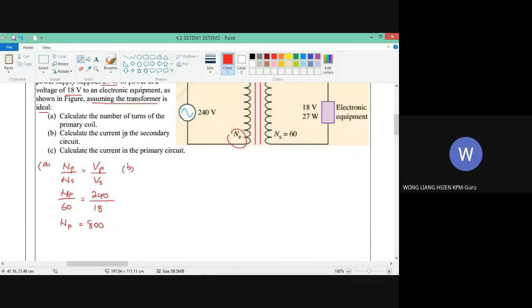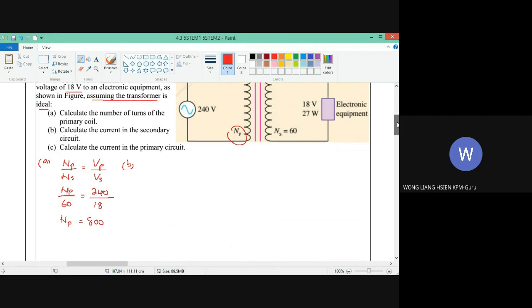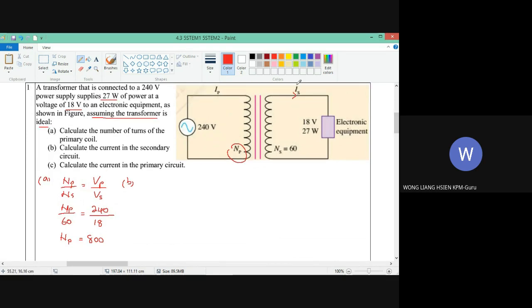After that, let's look at B. Calculate the current in the secondary circuit. That means you want to calculate the current that flows here. In the secondary circuit we have the voltage and we have the power, so we can calculate the current. Power equals voltage times current. The power is 27 watt, the voltage is 18 volt, so the current can be calculated, and we get 1.5 ampere.